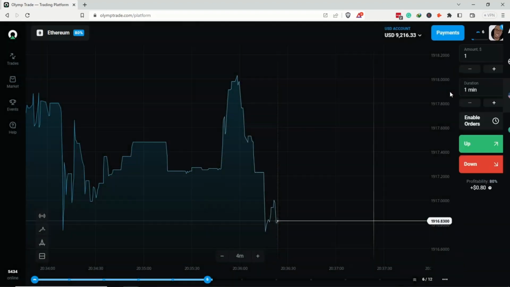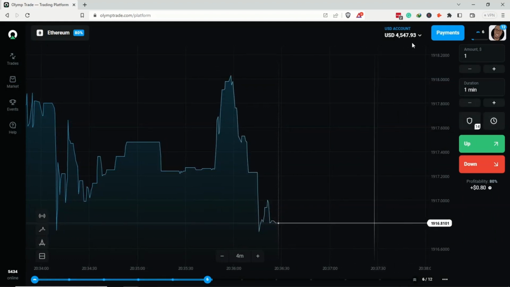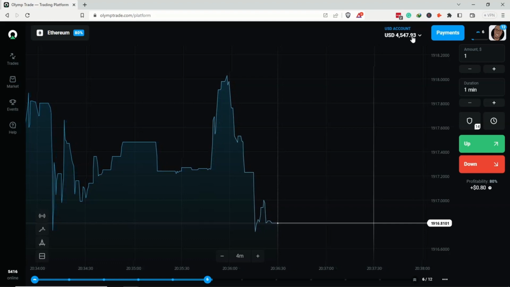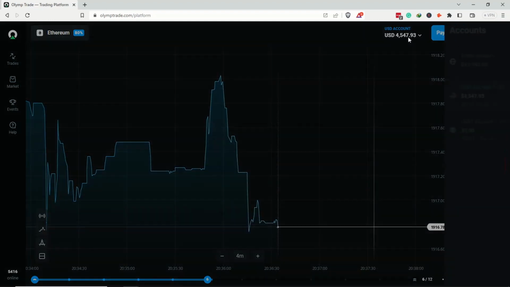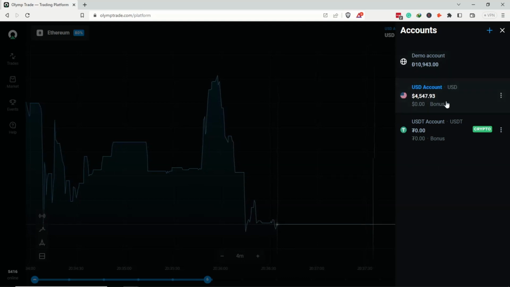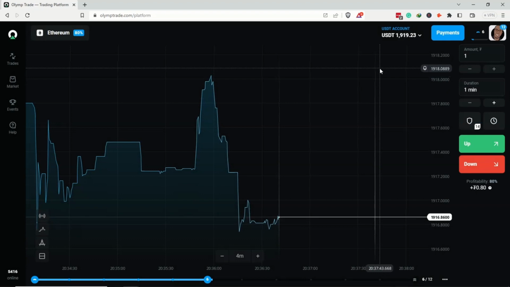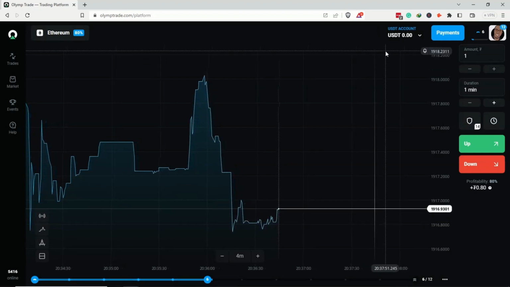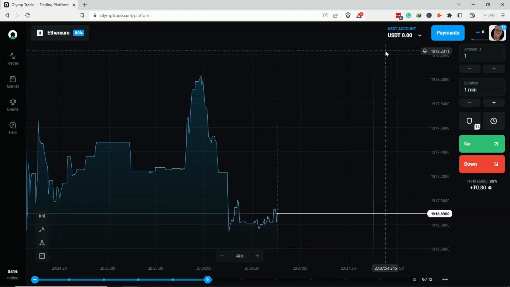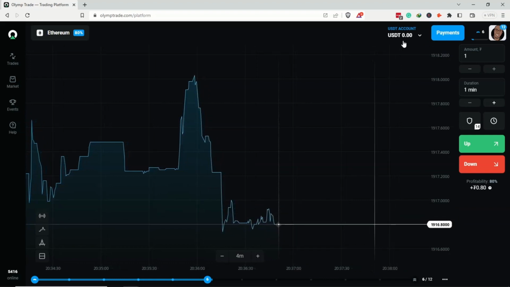The other one is the USD account. These are real money. When you deposit money here, I'll show you later on how to do that, it comes here, and this is where you can trade, and what you earn under the USD account you can withdraw. And then we have the USDT account. This is the crypto account. So if you'd rather use your crypto deposits to trade on Olymp Trade, you will deposit directly to this account.